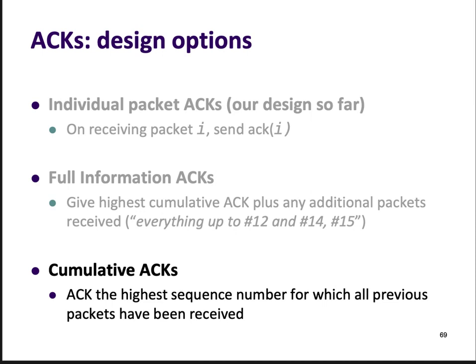So that brings us to our last type of ACK, which is trying to achieve a sweet spot between the first two. It's what we call cumulative ACKs. I'm going to take the idea from full information ACKs of telling you the highest sequence number I've received, such that I got all packets before that sequence number. But it's going to drop that trailing edge of which other out of order packets you have received. So it's just the highest sequence number for which all previous packets have been received. Any questions on what cumulative ACKs means?